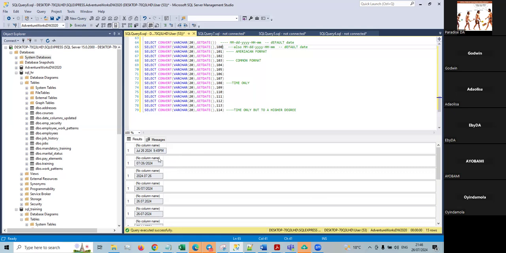American formats, they write the month, the day, and the year. Month, July 26th. They write the month and then the day and then the year like this. 102 gives us the year, month, and day. The common format, that's 100, 101, 102, 103.